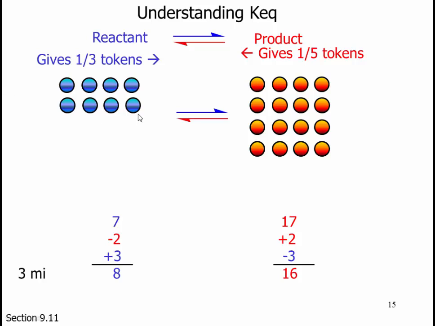1/3 of 8, that is going to be 2. Remember, we round down. And 1/5 of 16 will be 3 going in reverse. So 2 forward, 3 reverse. And what are the new totals? The same as we were before. 9 reactant tokens and 15 product tokens. And I can continue this for 20 minutes, and the ratio will still be the same.